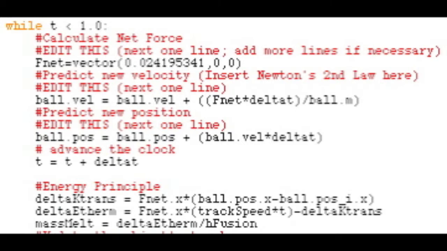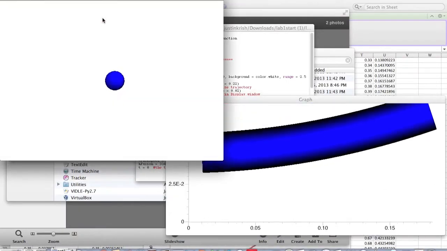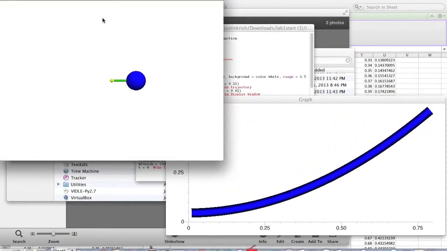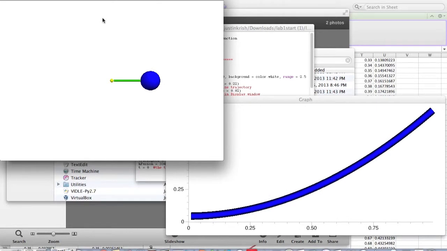Here's where we use Newton's second law to calculate the change in velocity and position. Here's where the energy principle re-updates the translational kinetic, thermal, and total energy and outputs how much ice melts. Let's give the code a run. The block accelerates over the 1 second time interval as predicted in the direction of F net.